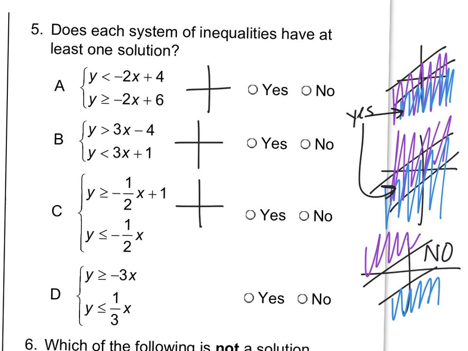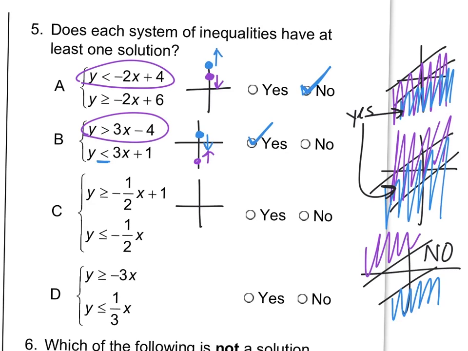So question 5, my top equation is going to start at 4. So I'm just going to guess. It's starting at 4 and it's shading down. Then my next equation is going to have a parallel line that starts at 6 but shades up. Well, neither of those are going to overlap, so that's going to be an example of no. All right, let's look at B. The top equation is going to start at -4, and greater than means I'm going to shade up. I'm going to have a parallel line that starts at +1 and is going to shade down. Those are going to shade towards each other, so that one's going to be yes, because it's going to have an overlapping section.